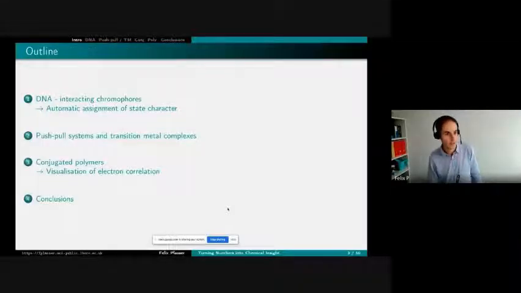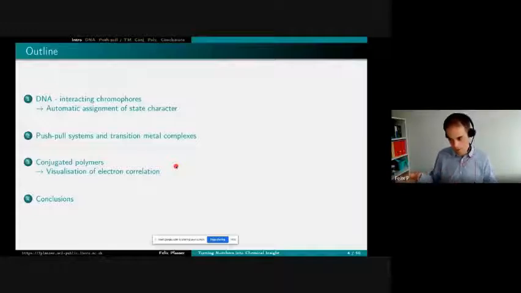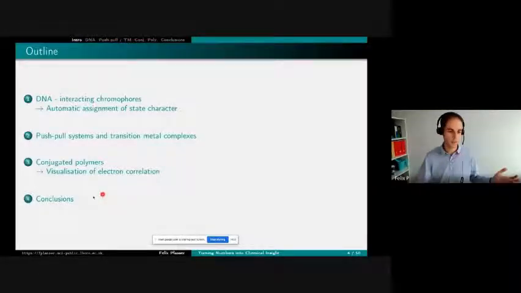So the outline is I want to introduce you to the whole idea in terms of DNA. How can we assign state character? Then a little detour, go from DNA to push-pull systems and to transition metal complexes. Then in terms of conjugated polymers, I want to be a bit more visual, show you how we can understand electron correlation with different plots. And then I'll go to the conclusions.